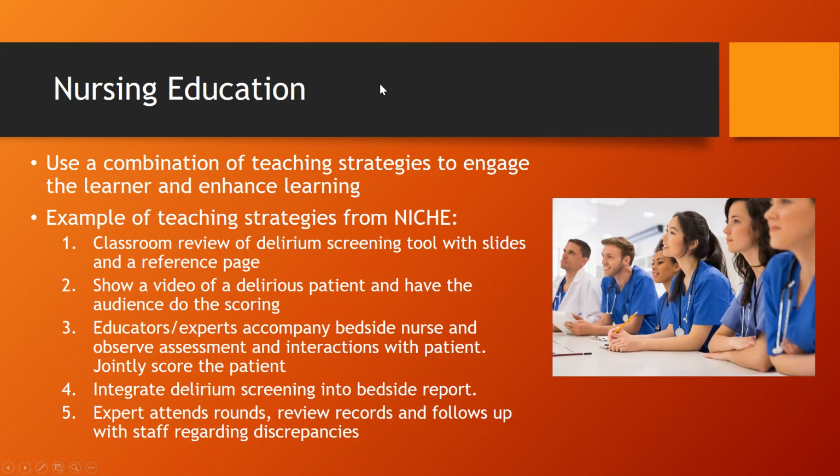And then the fifth one is the expert attends rounds, reviews records, and follows up with staff regarding discrepancies. I really think the fifth one is a great way to hardwire practice. So if you are doing bedside rounds, I know in my organization on the ACE unit that I work on, I attend rounds. And part of our rounds, we ask the staff to state the patient's orientation, if they have a history of dementia, and then their current delirium score. And then we start troubleshooting from rounds. And if I have questions in regards to how they're scoring, then it's easier to follow up on.